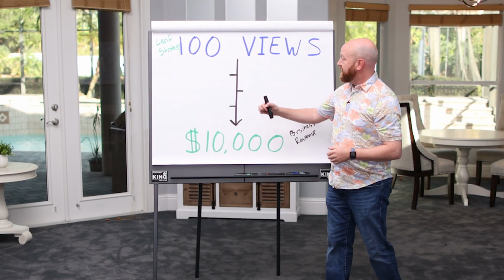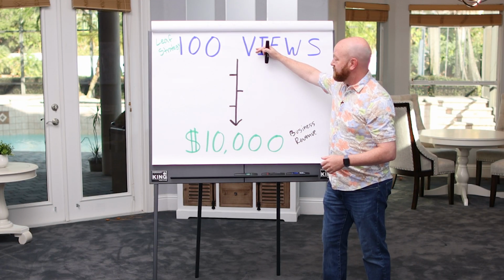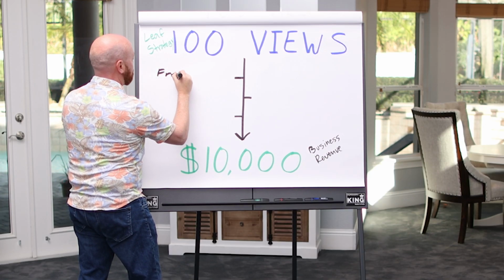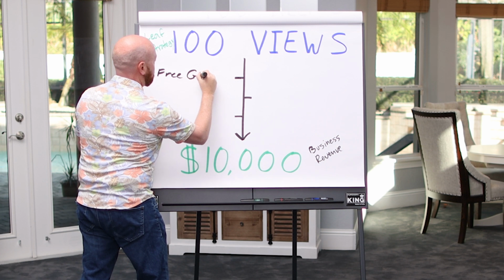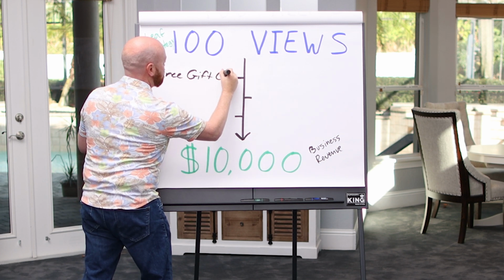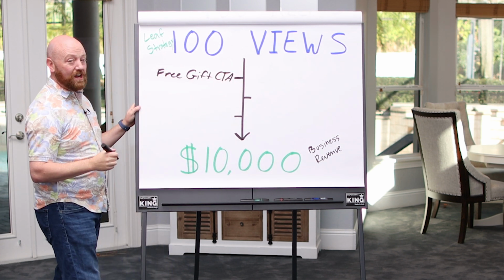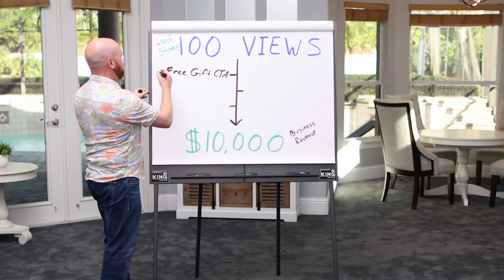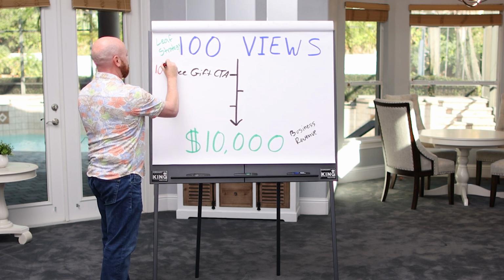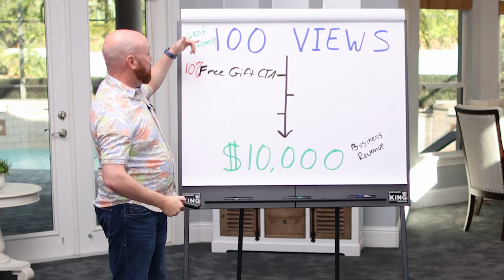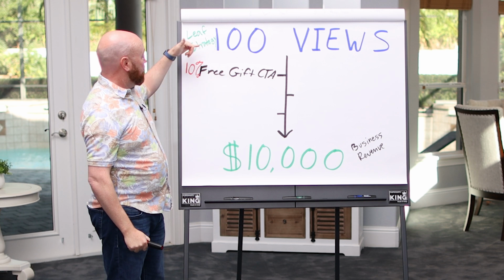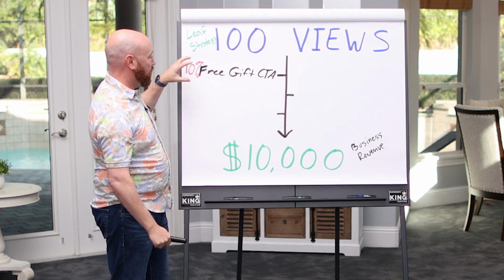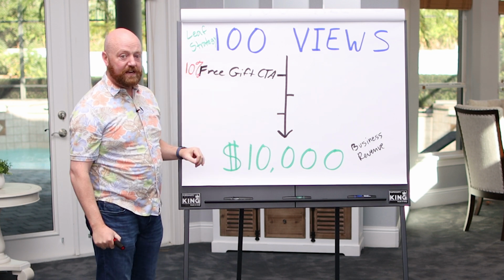Okay, so the first step from getting 100 views on your videos is you've got to have a free gift CTA. So that's call to action. And what's exciting is typically you'll have 10% that will take you up on that. So from every 100 views, this is how you generate leads. Okay, so I'm going to go into detail later in the video about what I mean by that call to action, but let me just finish painting the picture here.